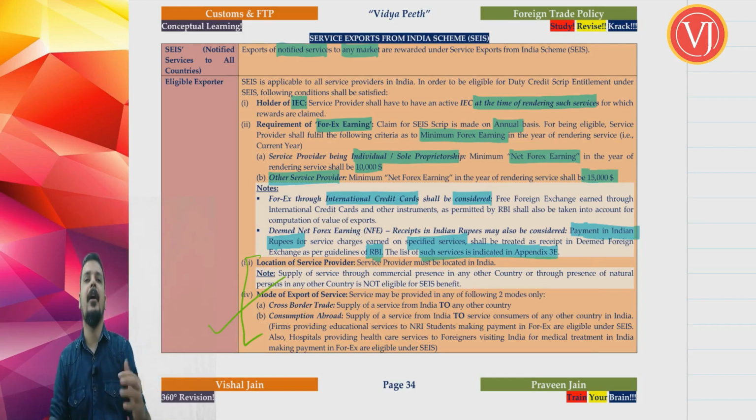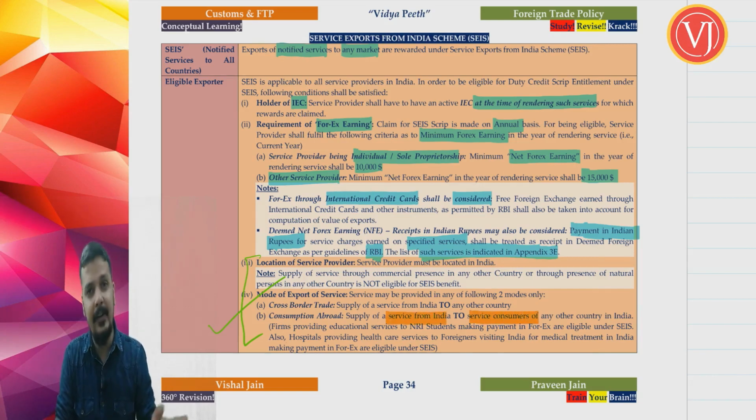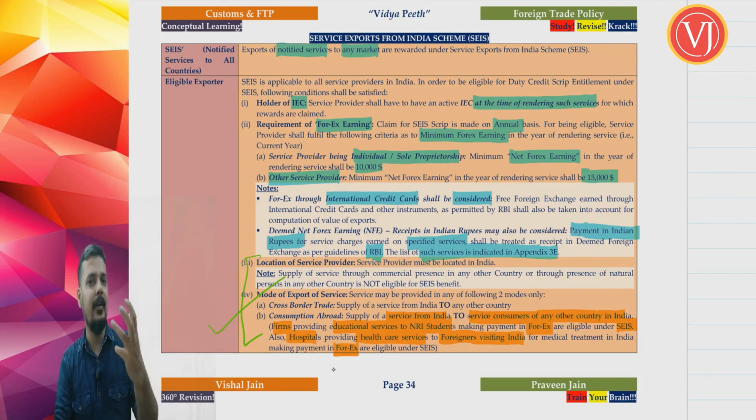And friends, I have given an example where you are talking about a service provider in India providing services to a service consumer of another country, say USA, in India. For example, firms providing educational services to NRI students. So an educational institution giving education to NRI students on payment in forex is eligible for SEIS, as well as hospitals providing healthcare services. Say for example Trump has a heart problem and he is coming for surgery in India. So your Indian hospital is providing healthcare services to a foreigner visiting India for medical treatment, and obviously the payment should be in foreign currency.